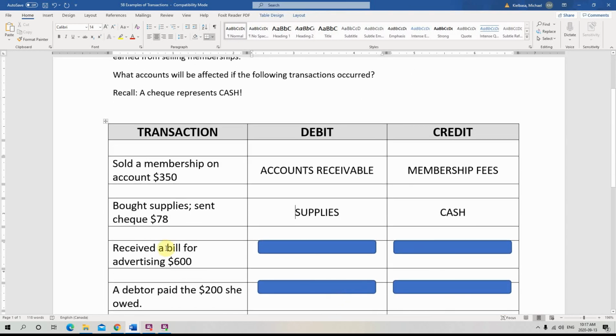Next one. We received a bill for advertising. Now, have we paid that bill? No. So we just received it. So that means I now owe it. So what's going to be credited? Accounts payable, because now my accounts payable goes up. I now owe $600 more. Now, what's debited? Advertising expense is going to be debited, because I received the bill. I have now incurred the cost.